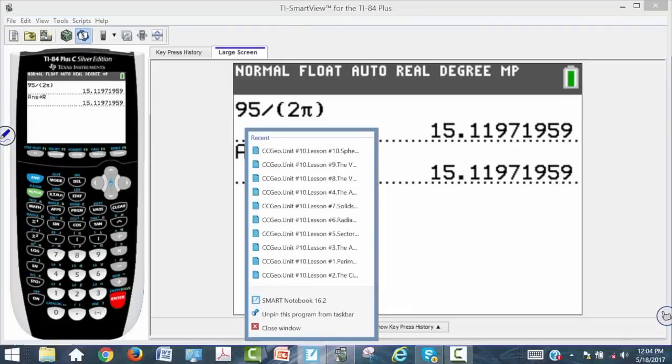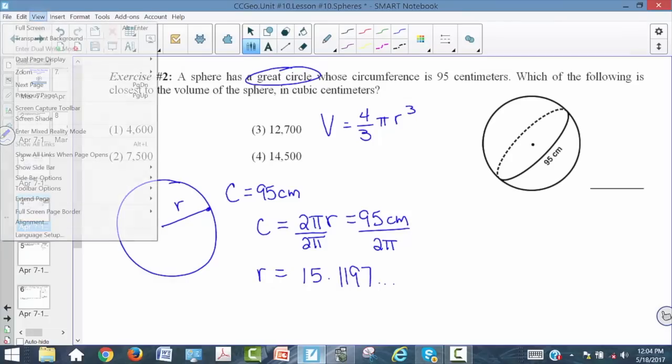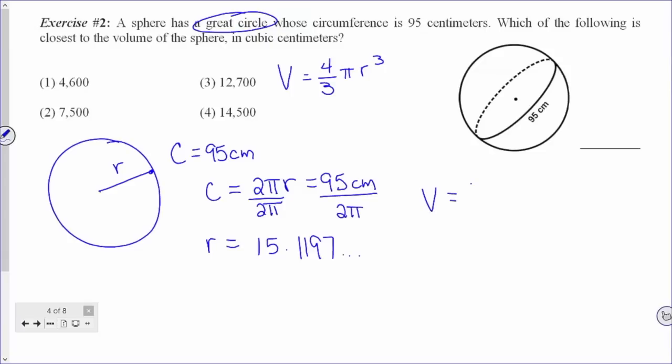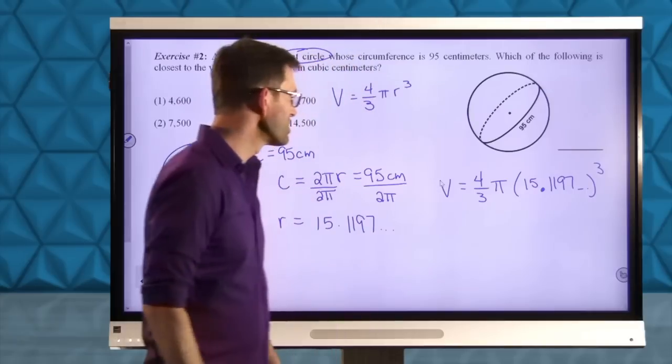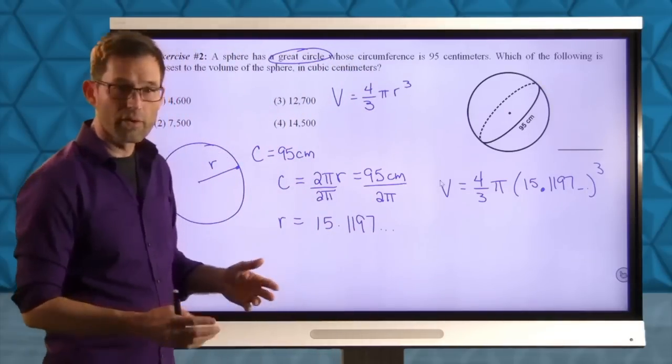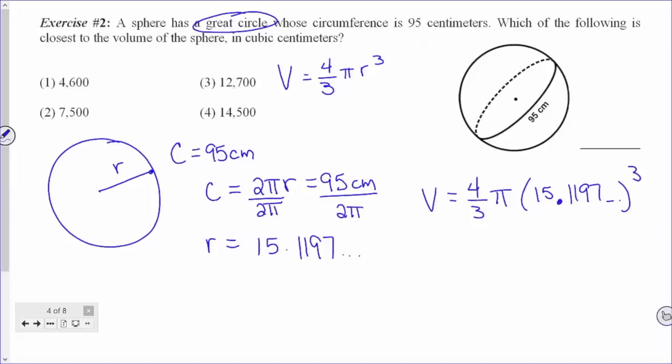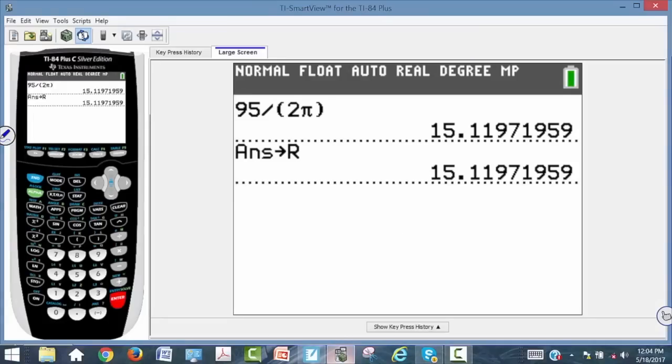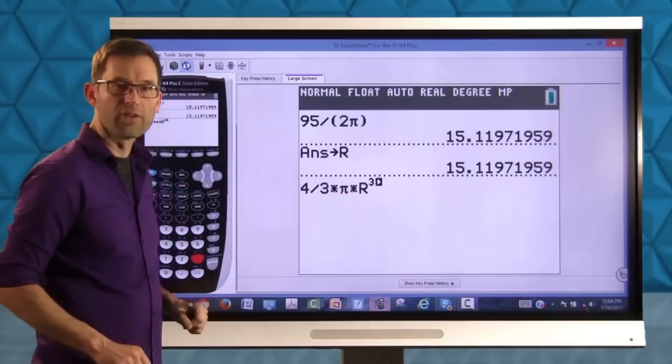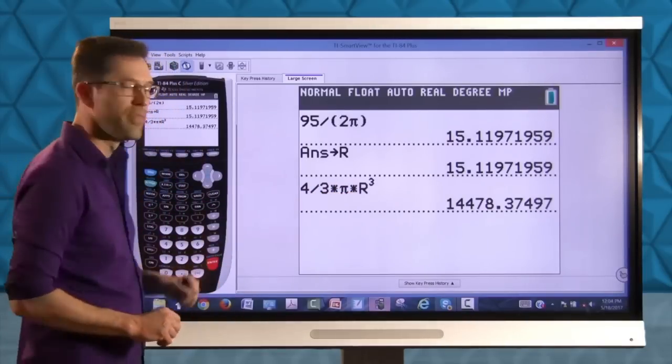Well, now, whoops. Now if I can get back into my program, right, the volume of my sphere now will be 4/3 times pi times that 15.1197, etc., cubed. Make sure that looks like the decimal, right? So let's go back to our calculator and do that. The great thing is I've stored this radius in R. So if I now go to my calculator, I can do 4/3 times pi times R to the third. 4/3 pi r cubed. Enter, and there it is.